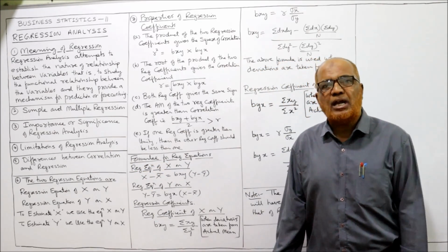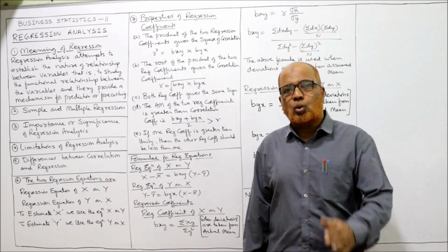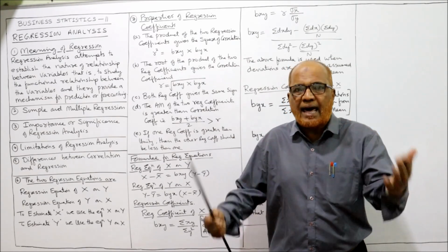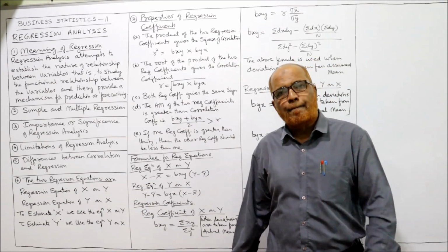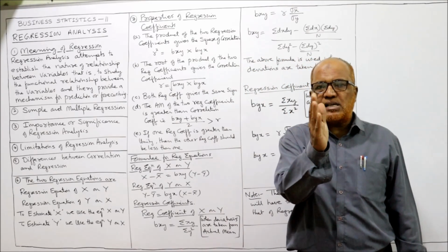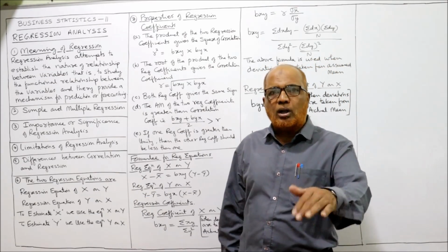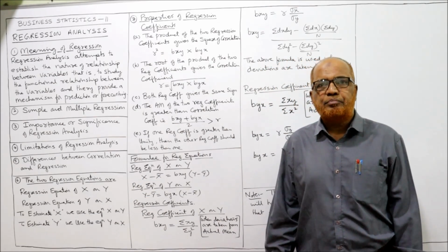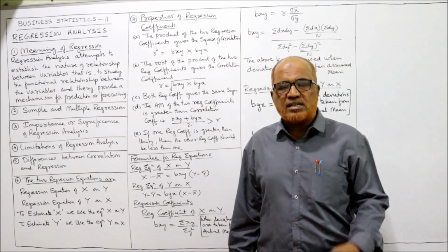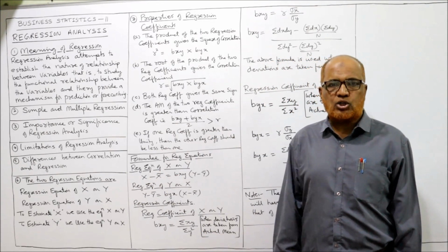Differences between correlation and regression. See here, these two are related techniques. What is the similarity? And then we'll discuss the differences. The similarity is both show the relationship. Correlation is a statistical technique which shows the relationship between variables, and regression also expresses the relationship, a functional relationship. So both are related, but there are many differences between correlation and regression.